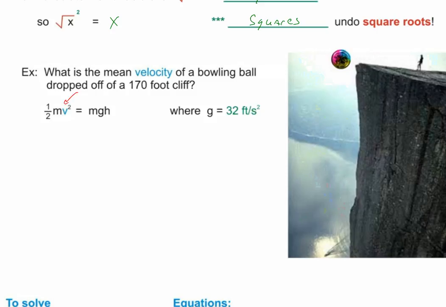What do you think m is? Mass. So m is the mass. What happens if you have the same quantity on both sides of an equal sign? You can cross them off. They really negate each other. And now we're left with 1/2 v squared equals gh. What do you think the h is? That is the height.